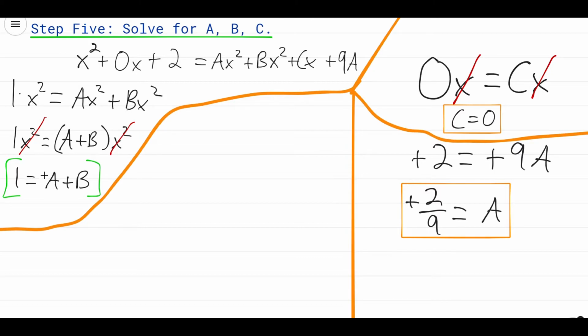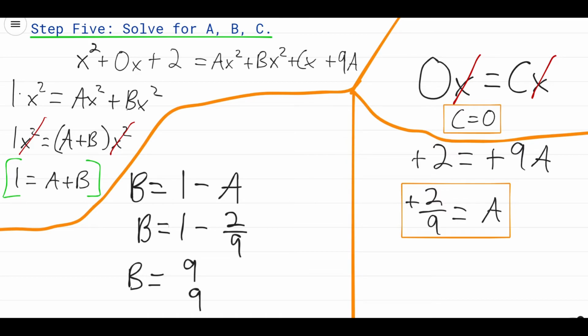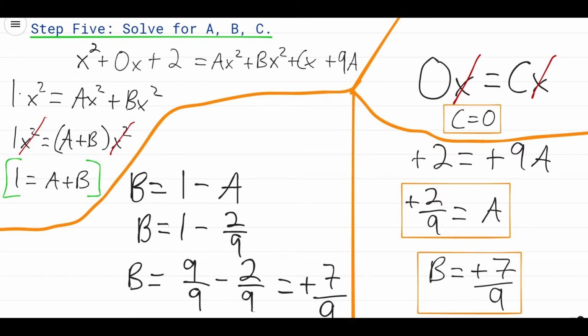So now we can use this equality right here to solve for b, because now we have a. Recall b is equal to 1 minus a from this equation right here in the green brackets. So now we're going to substitute in a: 1 minus 2 over 9, and I'm going to choose to change the 1 into a fraction of 9 over 9, so we have a common denominator. So 9 over 9 minus 2 over 9, of course, is equal to 7 over 9. So our b is positive 7 over 9. So now that we have a, b, and c, what happens next?